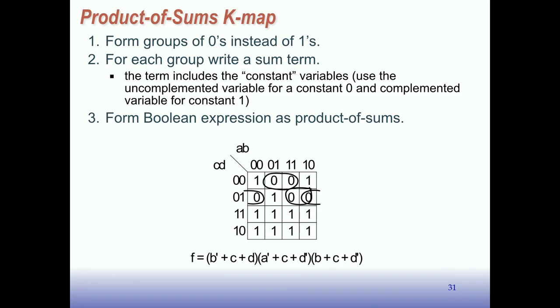That's this one. And then this one right here is going to be C, D bar, A bar, which is here. And then that's the other one here that comes around. So it's the same technique. You just have to remember to turn the constant ones into complemented variables. And then here we're circling the zeros.